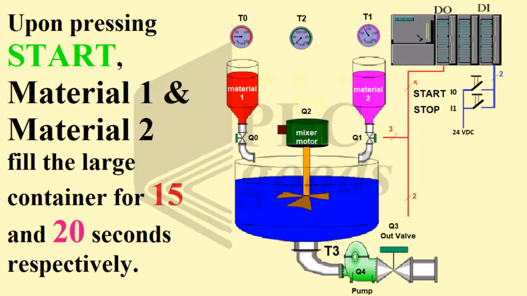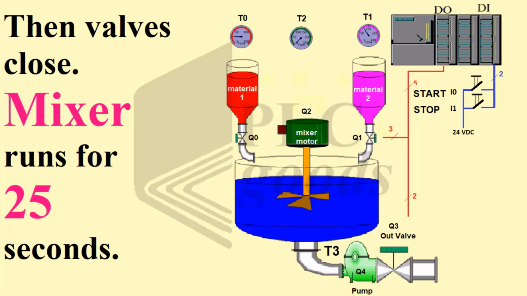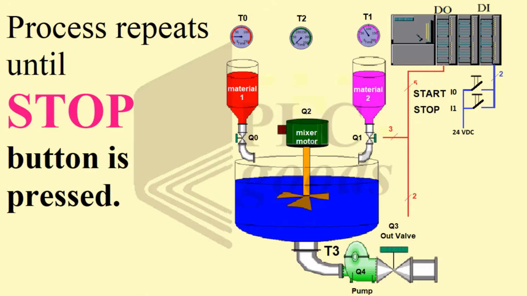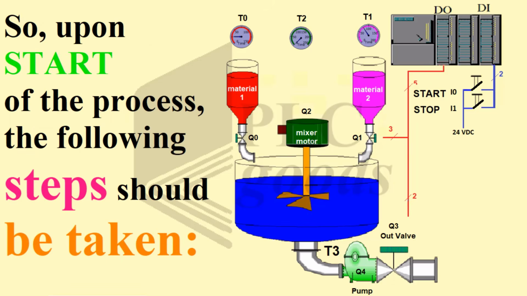Upon pressing start, material 1 and material 2 fill the large container for 15 and 20 seconds respectively. Then valves close. Mixer runs for 25 seconds. Out valve opens. Then pump for 35 seconds. Process repeats until a stop button is pressed. So upon a start of the process, the following steps should be taken.